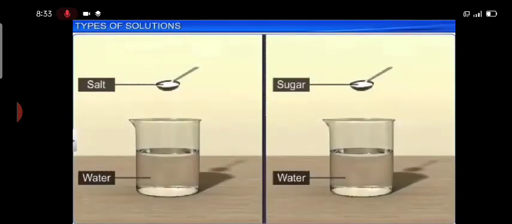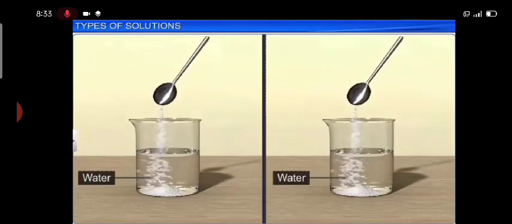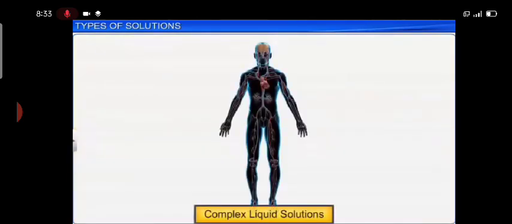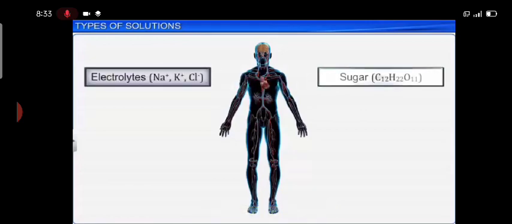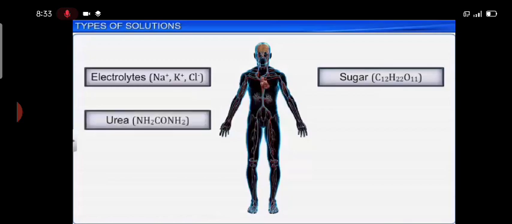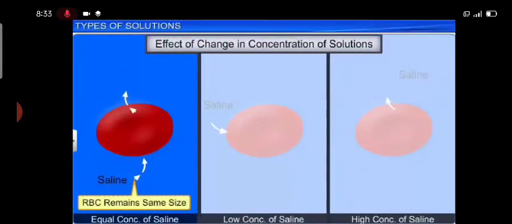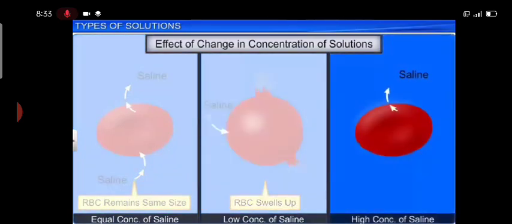The utility or importance of solution in life depends on their composition. Body fluids are examples of complex liquid solutions containing many different solutes like electrolytes, sugar, urea, oxygen, and carbon dioxide. The importance of the concentration of solutions can be seen from the fact that any change in their concentration can have a significant impact on the living system.